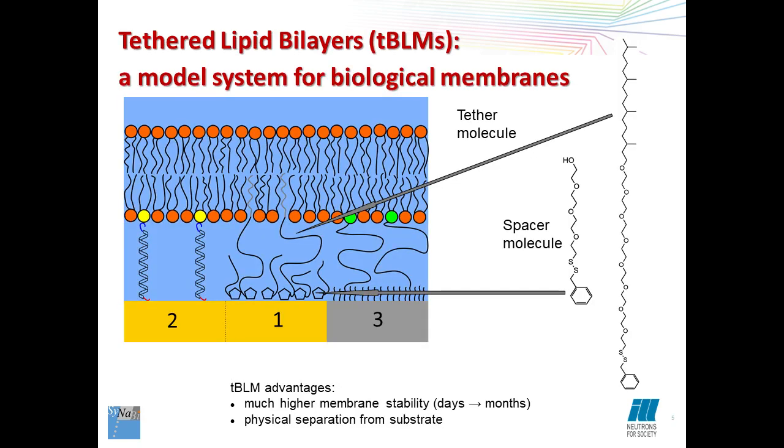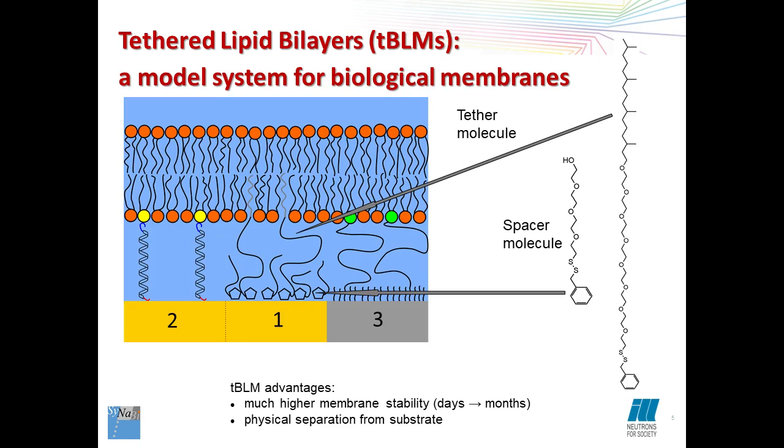The model membrane system which we are using are so-called tethered lipid bilayers. They consist of a planar lipid bilayer which is chemically connected to a surface by tether molecules. This leads to different advantages. Tethered bilayers are stable for up to several months, and because of a hydrophilic part in the tether molecule, a water-filled physical separation from the solid support is created. This prevents, for example, protein surface interactions.